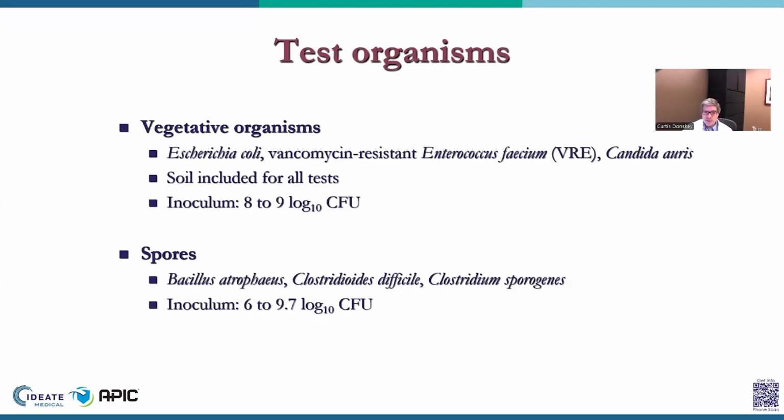So then for test organisms, we used a variety of vegetative and spore organisms. So the vegetative organisms: E. coli, of course, which we're going to be very concerned about with any type of endoscopic procedure, vancomycin-resistant enterococci, Candida auris, which can be more challenging for a number of technologies than bacteria. We included soil for all tests with these vegetative organisms. And then we used a high inoculum. So again, typically a 6-log organism challenge is sufficient for testing, but we went above and beyond the FDA requirement and used 8 to 9 logs of organisms.